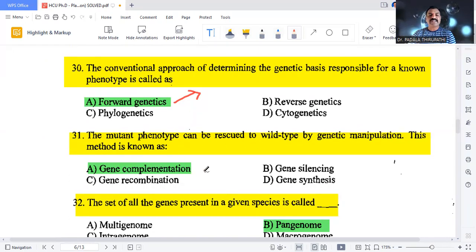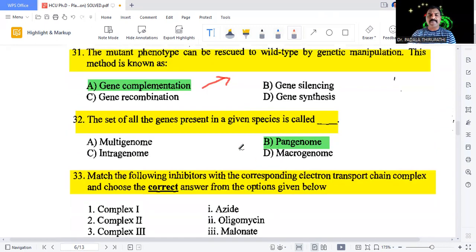Then, the mutant phenotype can be rescued to wild type by genetic manipulation. This method is known as gene complementation.